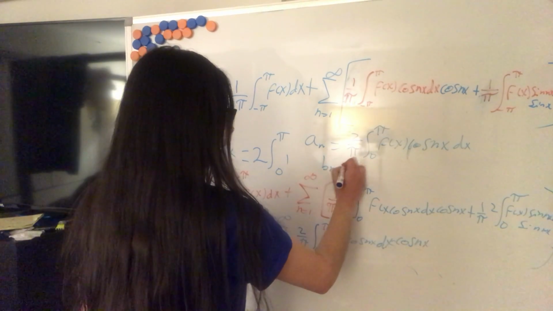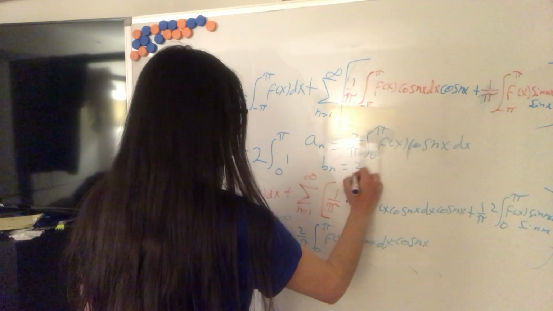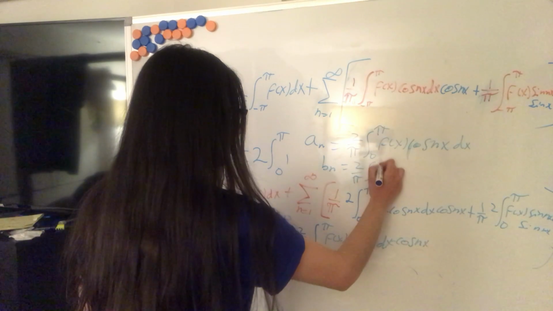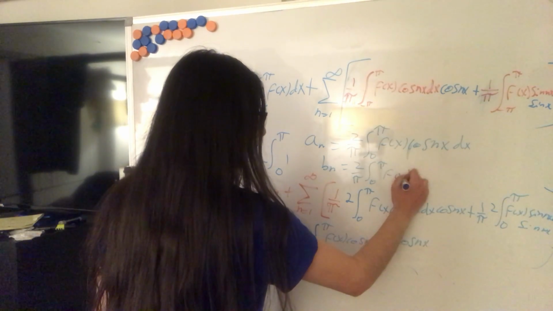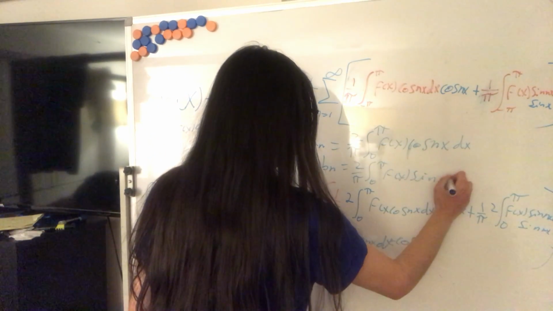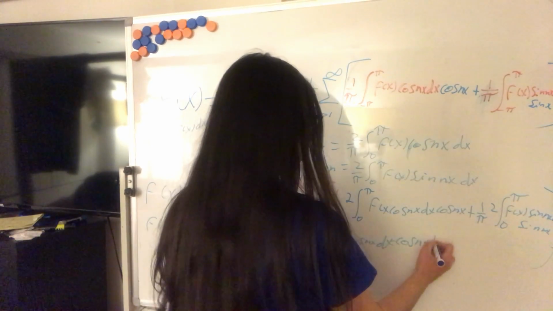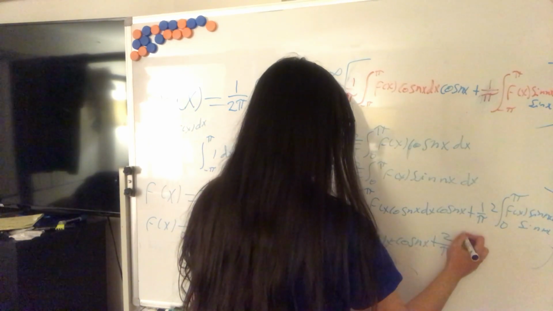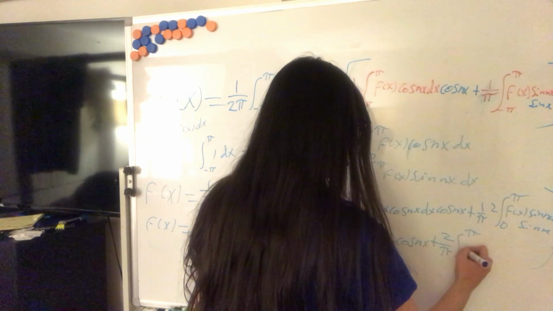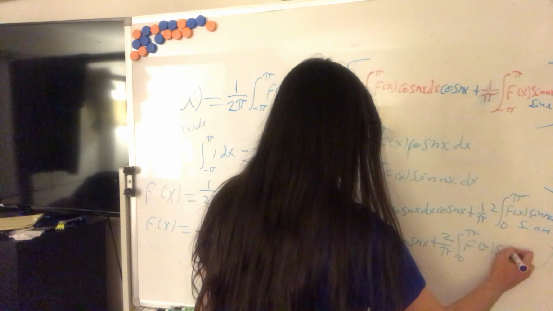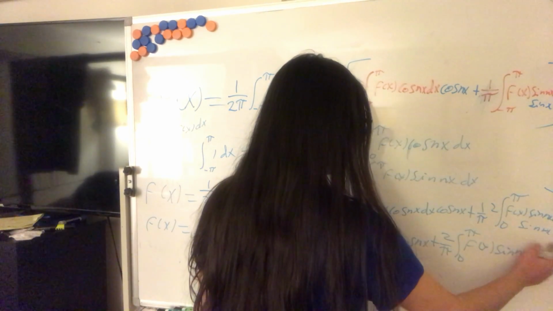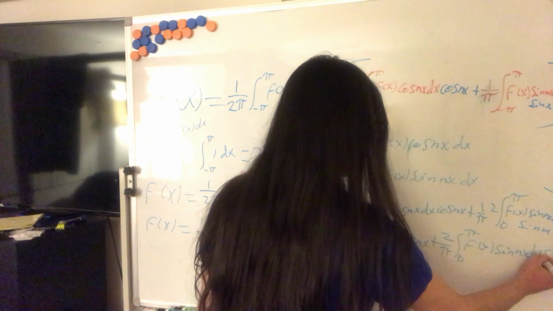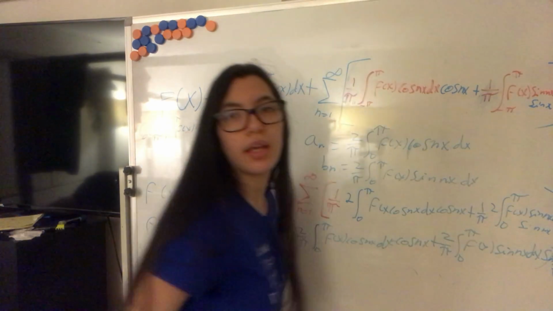I will have that b sub n would be 2 over pi times the definite integral from 0 to pi of f of x sine nx dx. So here plus 2 over pi times the definite integral from 0 to pi of f of x sine nx dx times sine nx.